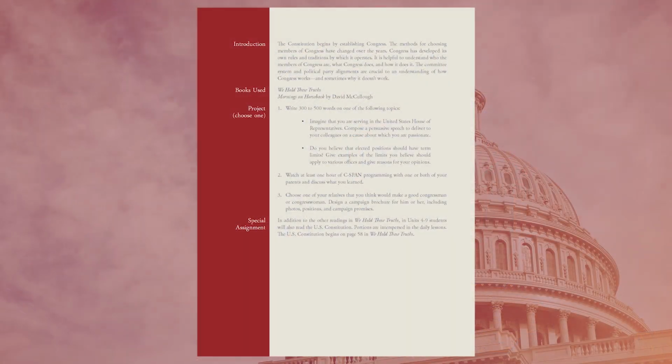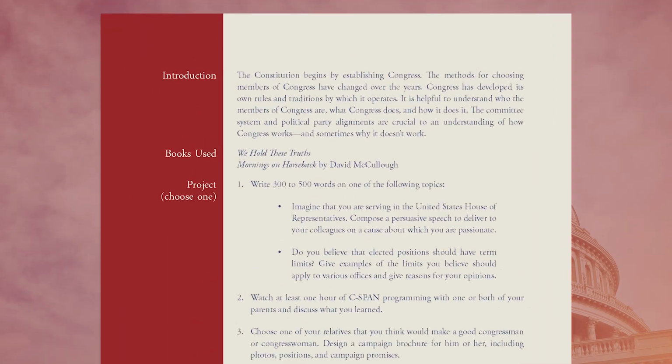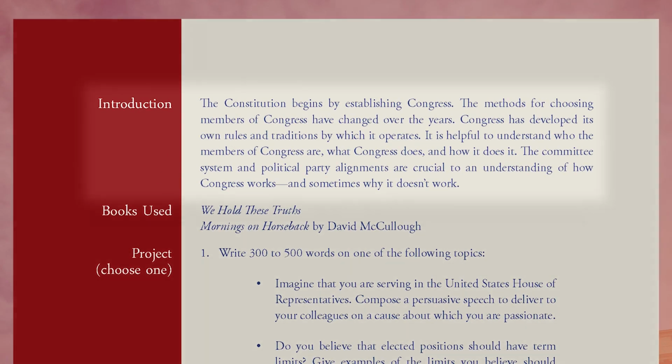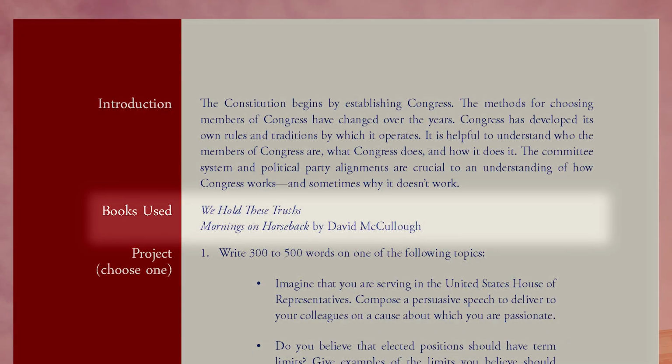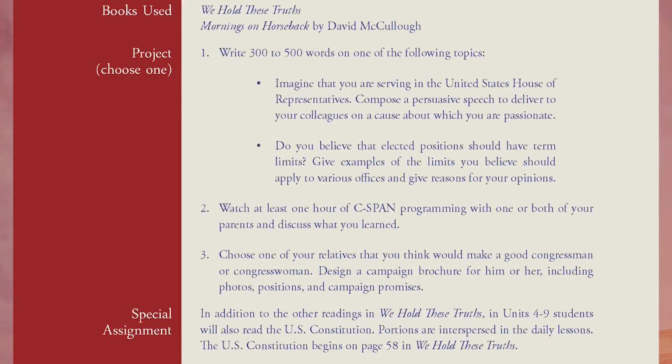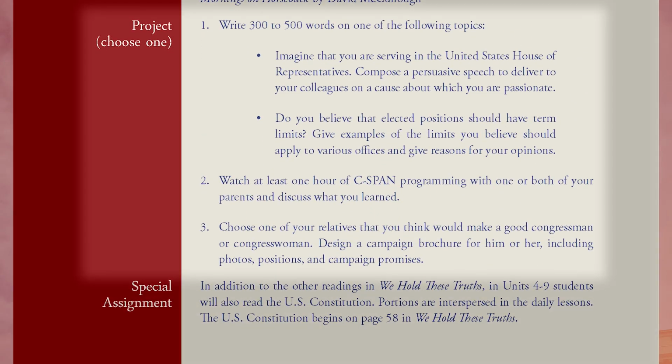The introductory material at the beginning of each unit gives a brief survey of the topics that the unit discusses, the books that the student will need for the unit, and gives options for a project to be completed by the end of the unit. Students can choose one of the writing options or one of the options for another kind of creative activity.